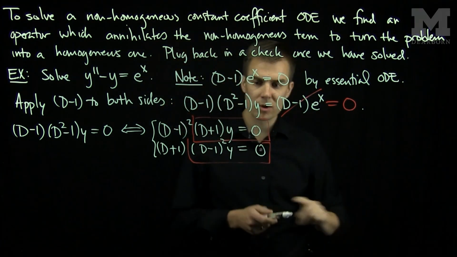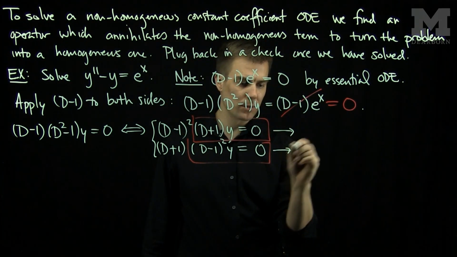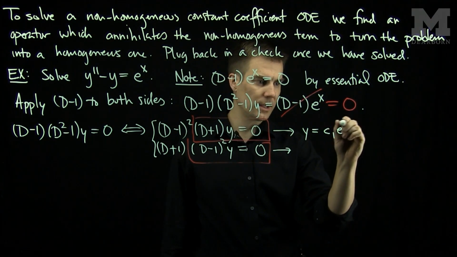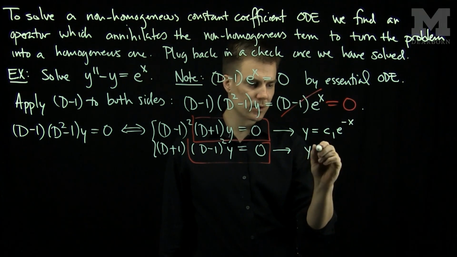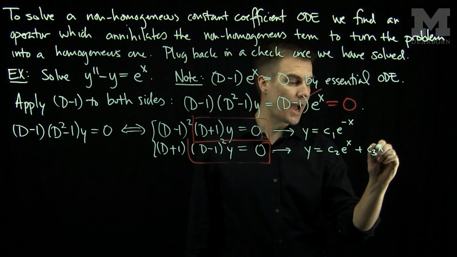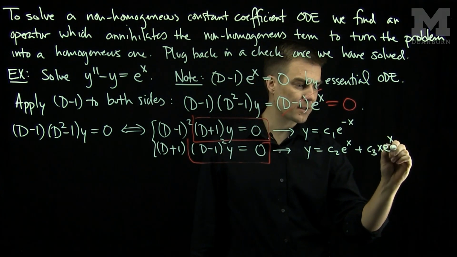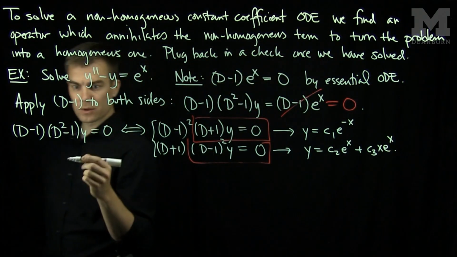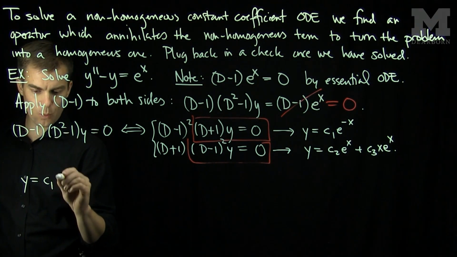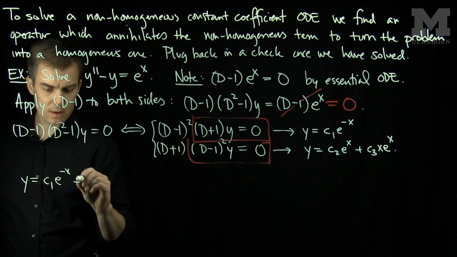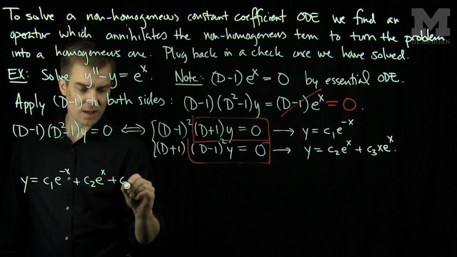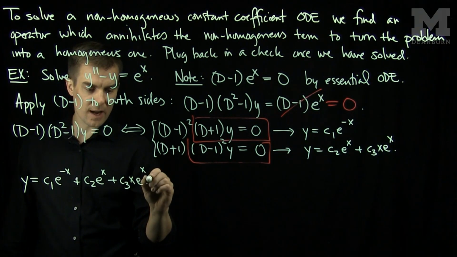By our essential ODE and our repeated ODE results, we know that the solution to this box is c1 e to the negative x, and the solution to this box is c2 e to the x plus c3 x e to the x, which tells us that the solution to the homogeneous ODE is y equals c1 e to the negative x plus c2 e to the x plus c3 x e to the x.